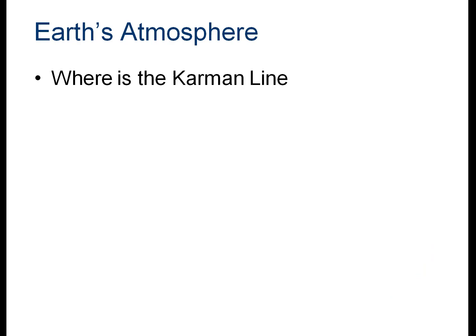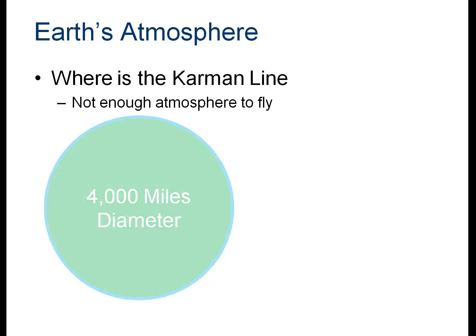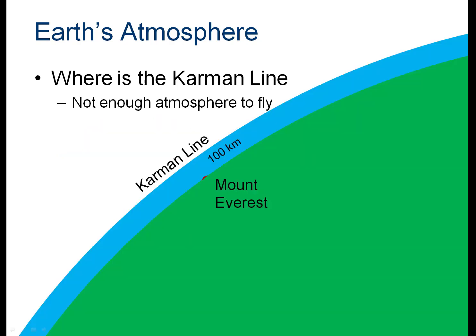Now, where is this line that forms the edge and basically defines it as not enough atmosphere to fly? Well, if I look at it to scale, this is kind of what it looks like. And it's kind of like a piece of plastic wrapped around a basketball. So if that's our 4,000 mile diameter, roughly, Earth, that's shown in green there, the atmosphere is that little blue line, and it's pretty dinky. So we kind of got to zoom in on this, and there's a zoom in on it. And that's our Earth's atmosphere.